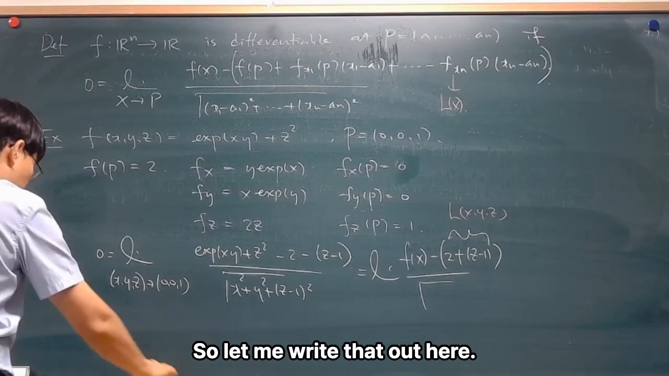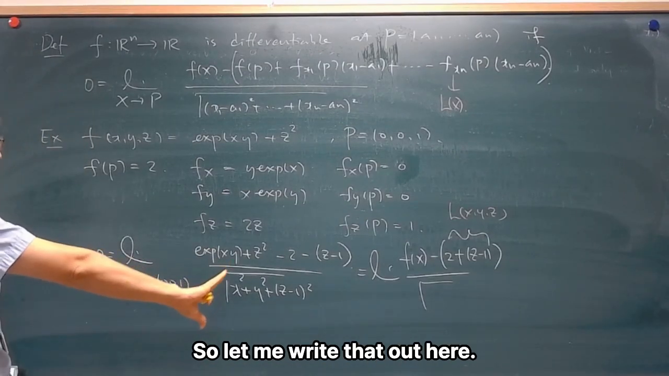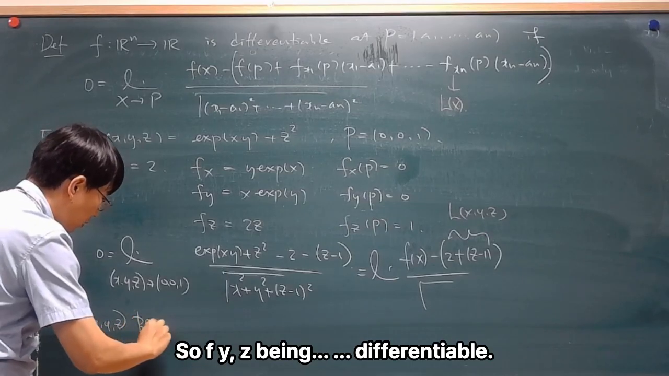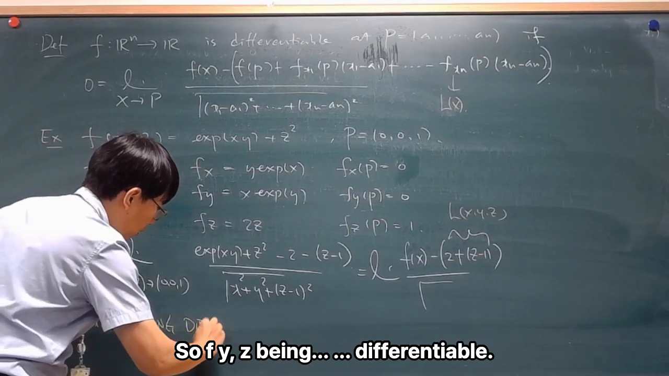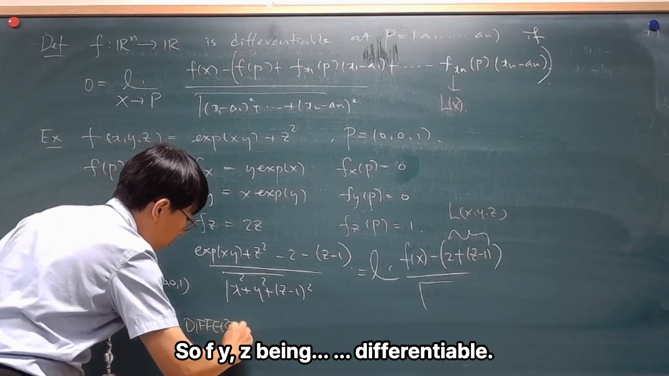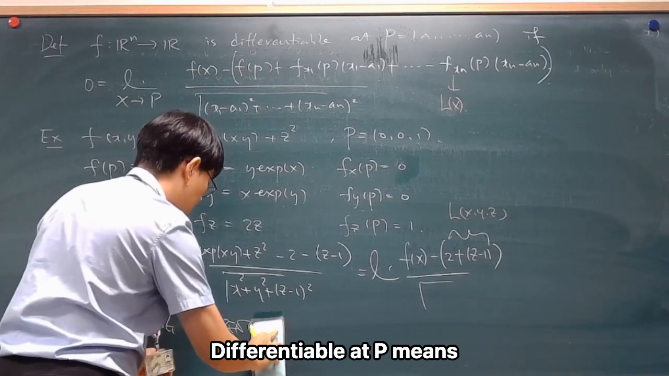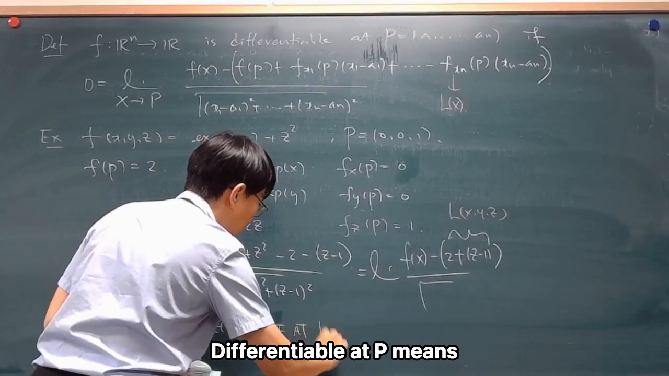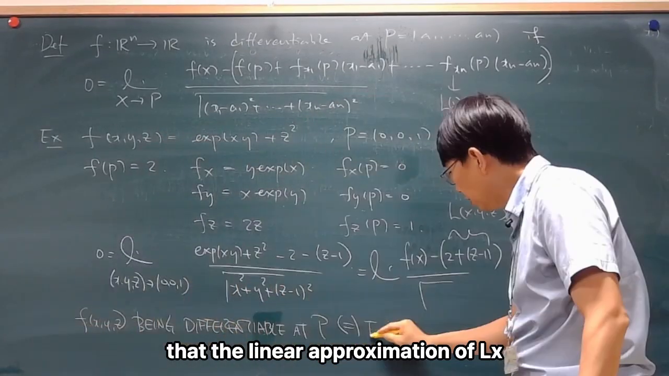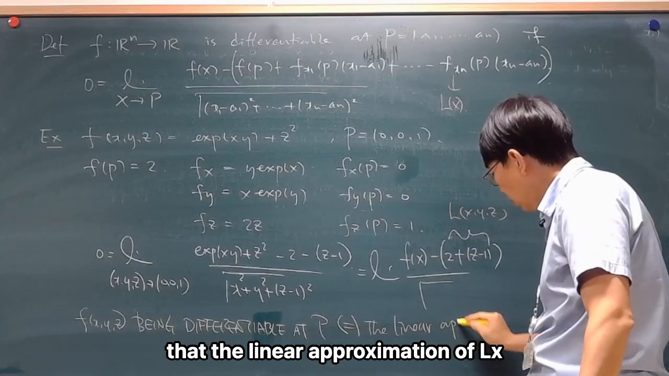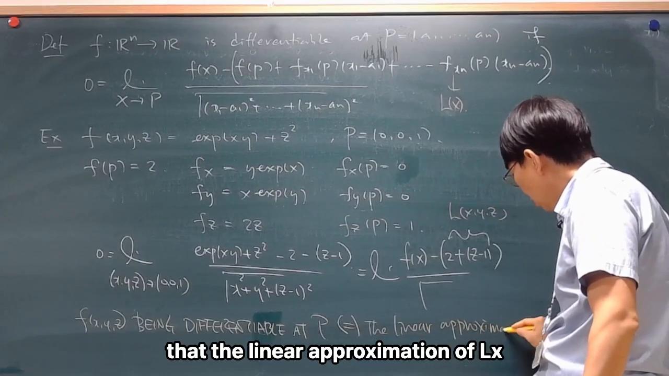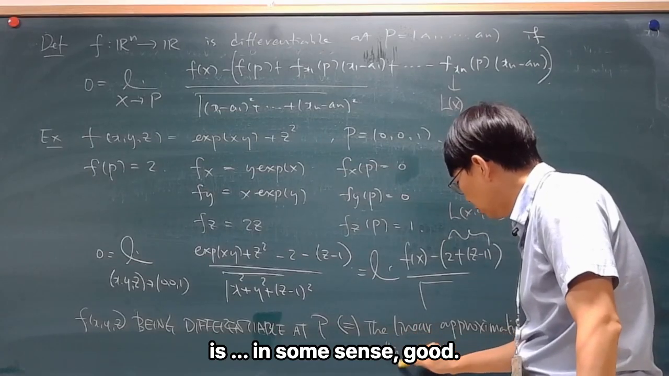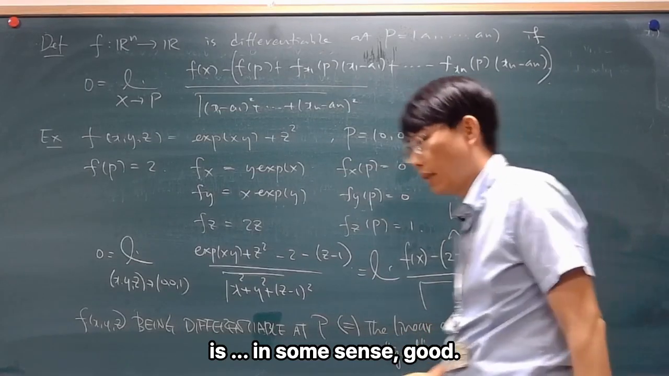Equals 0. So let me write that out here. f(x, y, z) being differentiable at P means that the linear approximation L(x) is in some sense good. Okay.